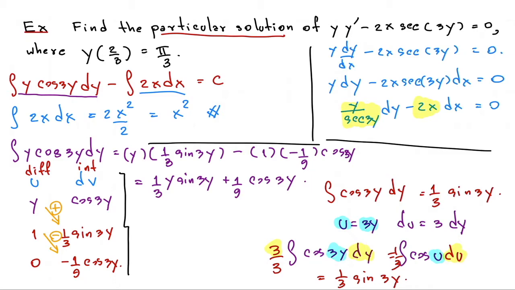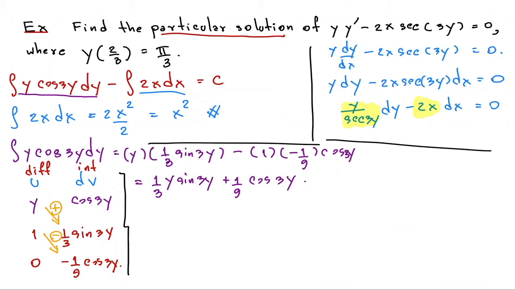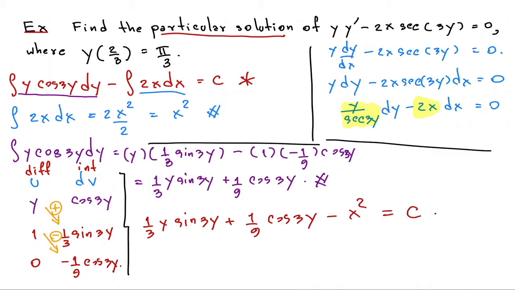Okay, so I will erase these because they are not needed here. So I'll plug the integrations back into this equation. What I have is 1/3 y sine 3y plus 1/9 cos 3y minus x squared equals c. And this is a general solution, right? It's a general solution. But what we need is actually a particular solution.